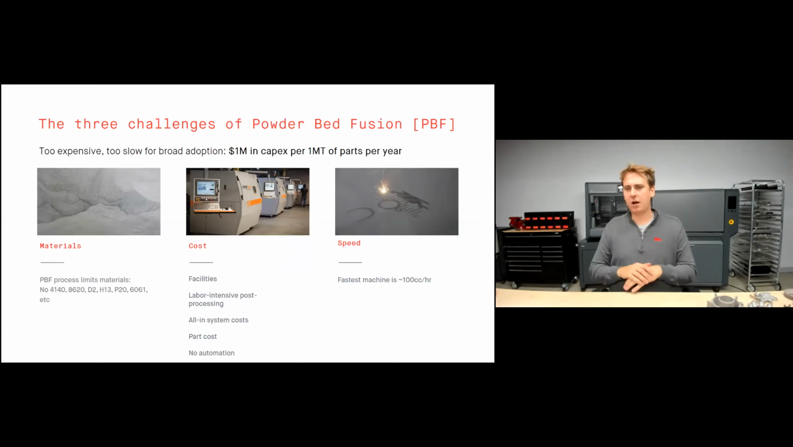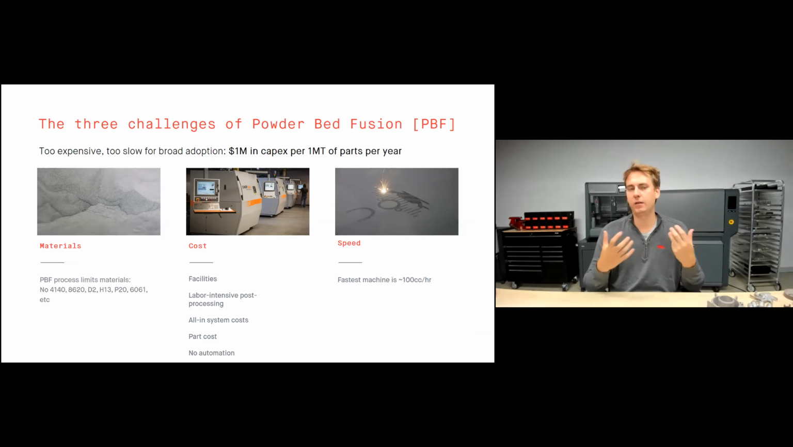So let me talk a little bit about what I would call traditional metal 3D printing, also known as powder bed fusion. Powder bed fusion has been around for a while. It's a method of producing parts out of metal powders, layer by layer. You're either selectively melting or welding these layers of fine metal powders to build up your part out of this metal powder.